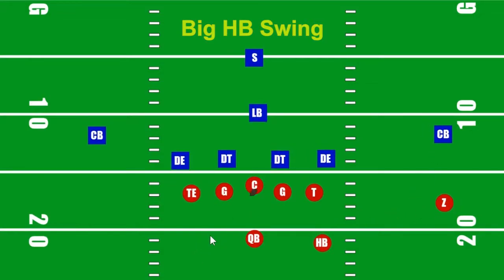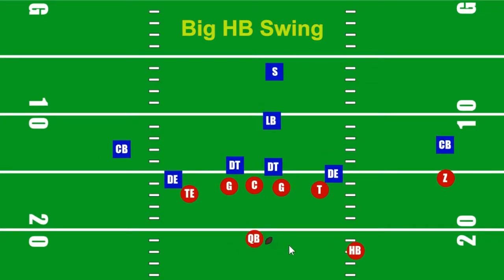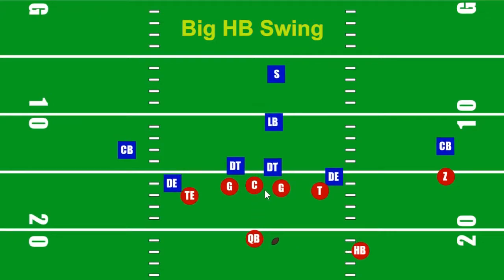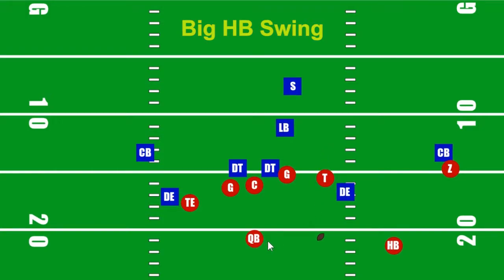So from the snap of the ball, this pass happens way too early than it's supposed to, but that's just the animation. He's not going to be able to get it off this quick. But you'll see the tackle and guard both chip their guys. Now you see him release into the secondary. About now is when the ball is going to come out.